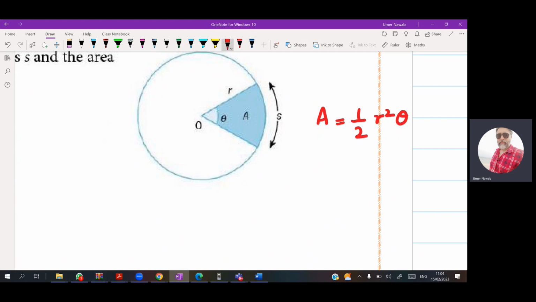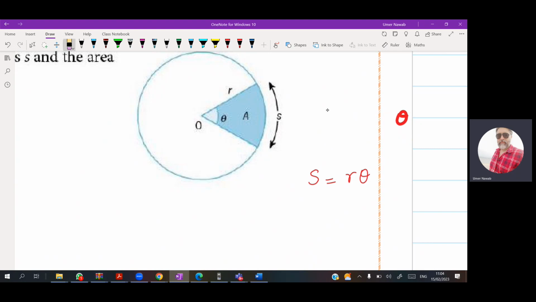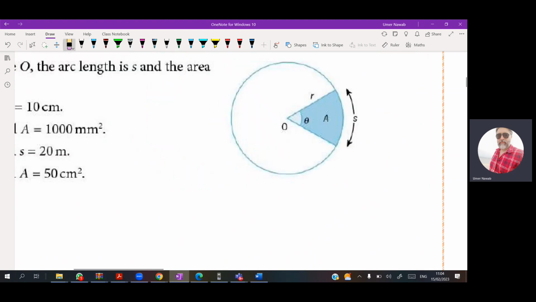If the angle is in degrees, then you have to mention it by putting a small circle on top of that angle, which shows that you are measuring the angle in degrees. For radians, no problem, no need. What is the arc length? S is equal to r theta. So these two formulas you need to memorize. Okay, let's do the questions given over here quickly.